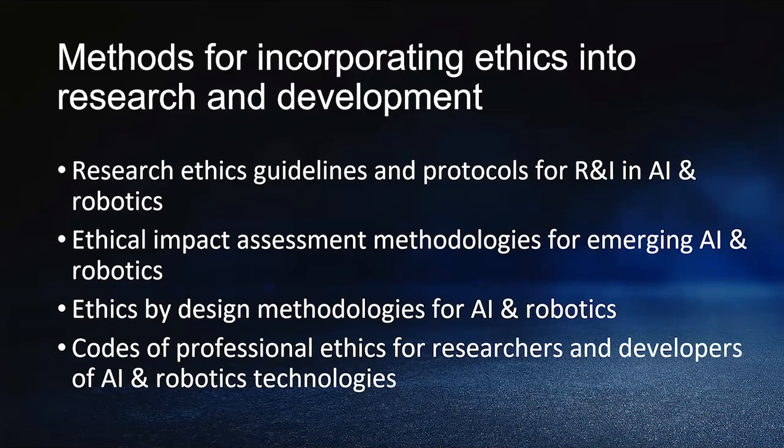Then third, ethics by design methodologies for AI and robotics. The problem with ethics guidelines or codes is that they're very general and there's often a gap between them and specific design and development practices. So we wanted to bridge that gap through the notion of ethics by design, and we have developed a specific ethics by design methodology. Now, last instrument, codes of professional ethics. We didn't really get to that. We also don't think that's our place because we have professional organizations for that, but that's certainly something where more work can be done.